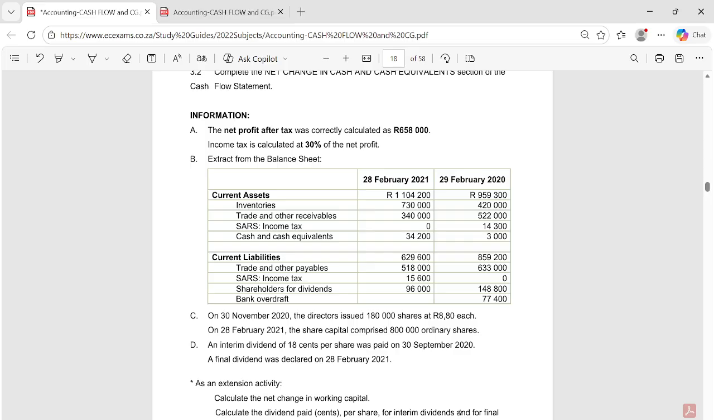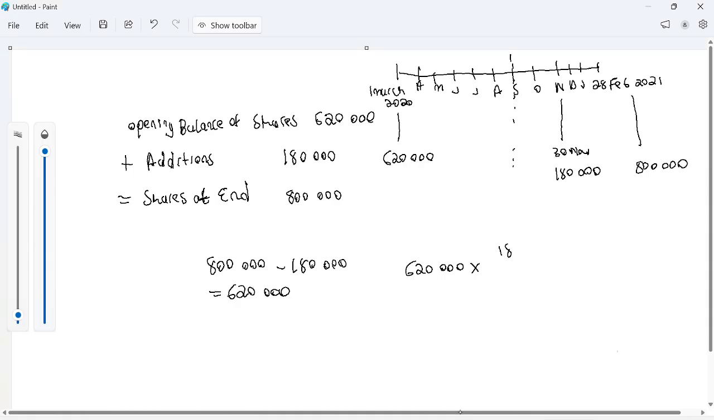18 cents, which is 18 over 100, which is 18 over 100. Therefore, that's my interim dividend. So I'm going to say 620 multiplied by 18 over 100. I'm getting 116.